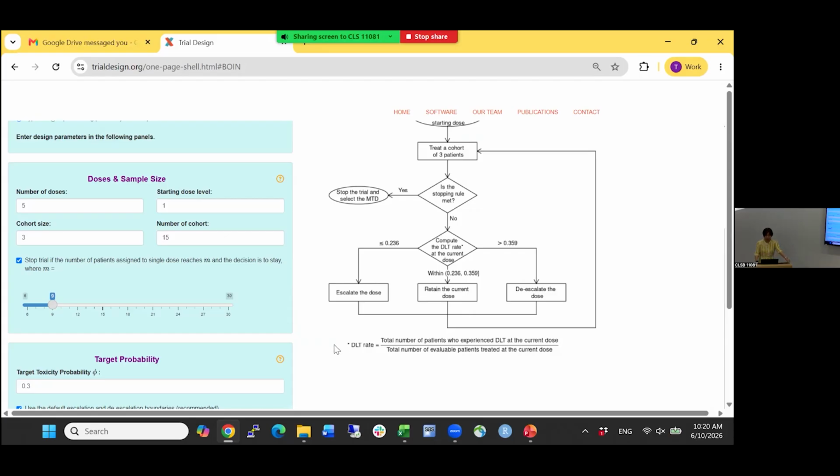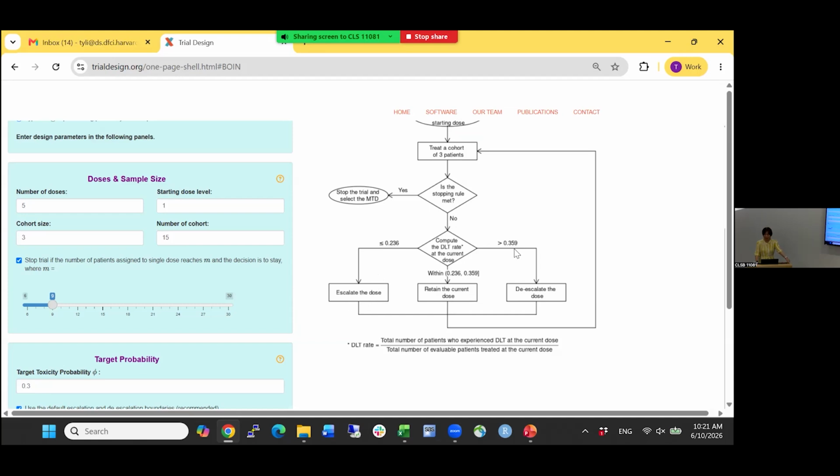And now we have this DLT rate. We compare it with two boundaries. The two boundaries are the two estimates that minimize the average probability of making a wrong dose decision, that is the misclassification error. So if our DLT rate is lower than this lower bound, that means this dose level is safe, so we want to escalate the dose to a higher level.